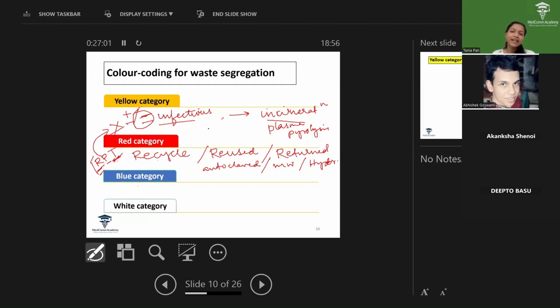There are specifications. Basically, that is not part of your concern right now. It is more into microbiology. If you have read microbiology, you would have read in detail about autoclaving, incineration, plasma pyrolysis.